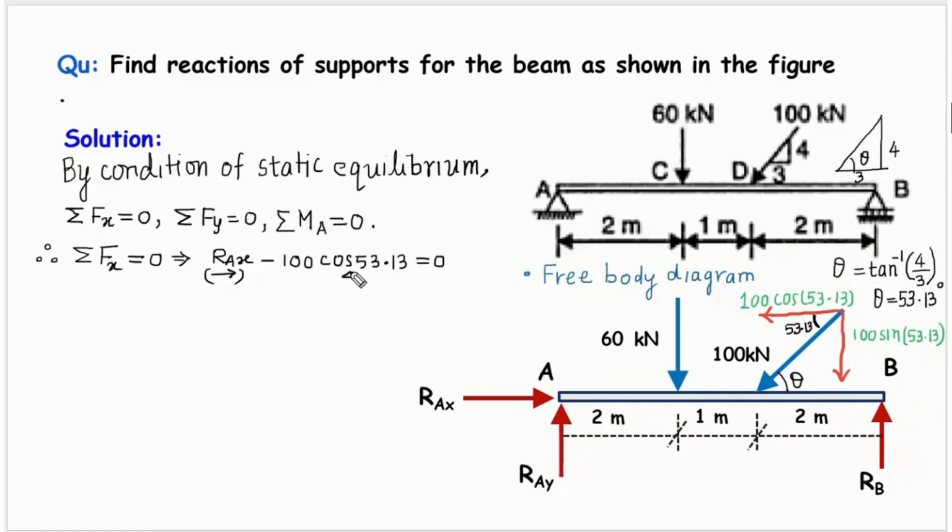This is acting towards left, that is why I have taken a negative. So if I solve this, I can find out the value of RAX. Therefore, RAX will be 60 kilonewton. This value is going to be, friends, 60 kilonewton.